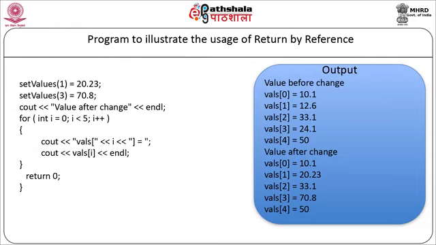Value before change: value 0 will be 10.1, value 1 will be 12.6, 2 will be 33.1, 3 will be 24.1, 4 will be 50. And the values after change will be, now 2 location values will be changed, that is 1 and 3. Value 0 will be 10.1, 1 will be 20.3, which is a changed value, 2 will be 33.1, 3 will be 70.8, which is again the changed value, and value 4 will be 50.